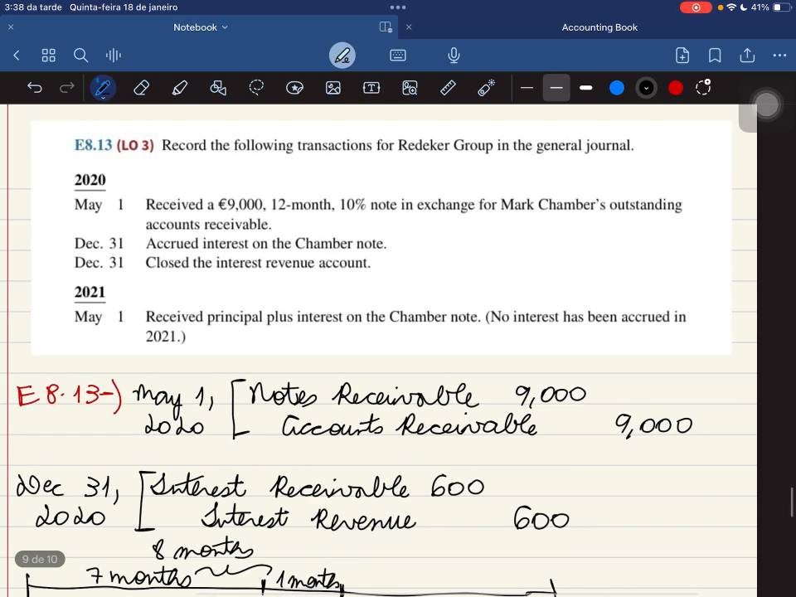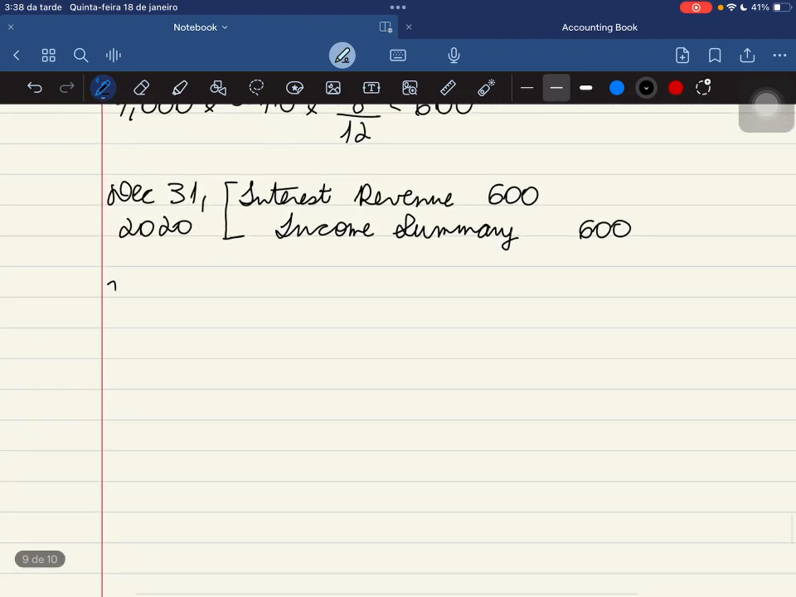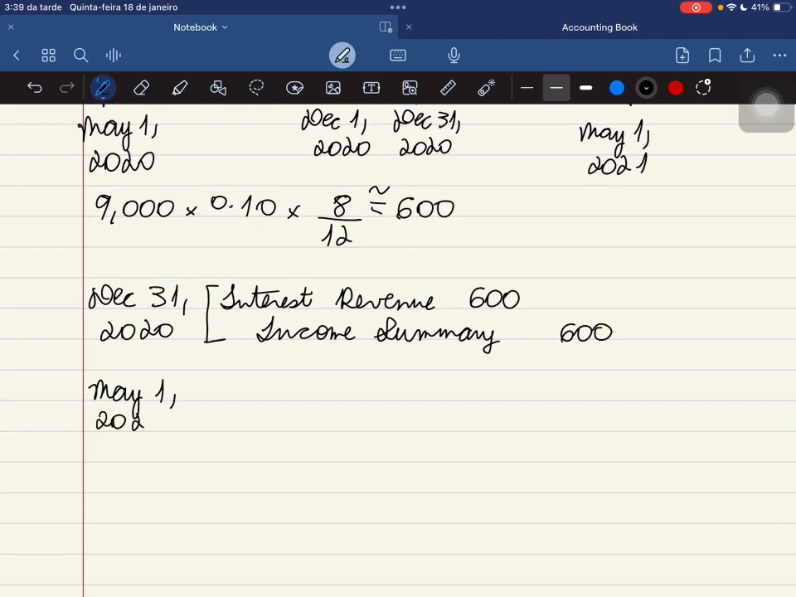May 1st, received principal plus interest on the Chambers note. Okay, so on May 1st of 2021, right? Yeah, 1 year after. On May 1st of 2021, that's when we're going to receive the full value. So this entry is a little bit bigger, right? Why? First, because we're going to get the full value. So we have the cash, right? We're going to get the money of the original note plus all of the interest.